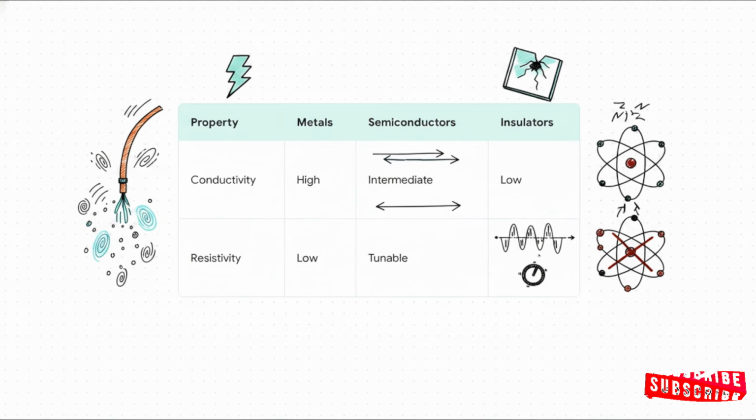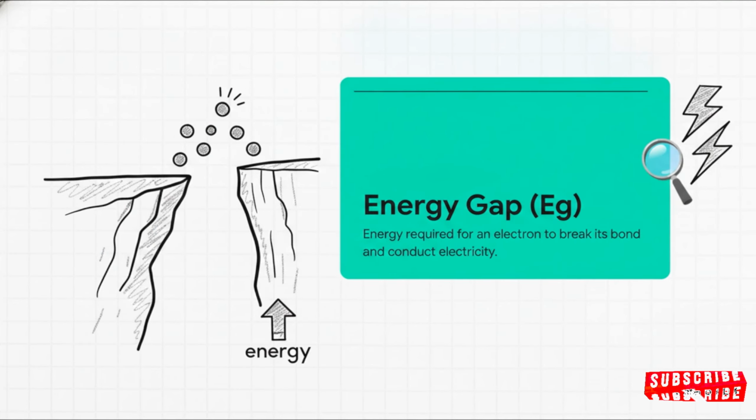But sitting right there in the middle, that's where the magic happens, semiconductors. They have this intermediate resistivity, which basically means we can actually control and tune their conductivity artificially. It's a total game changer. Now, the whole key to this control comes down to something called the energy gap. You can kind of think of this as a microscopic conductivity cliff. It's literally a gap that electrons have to leap across before they can actually do any useful work for us.